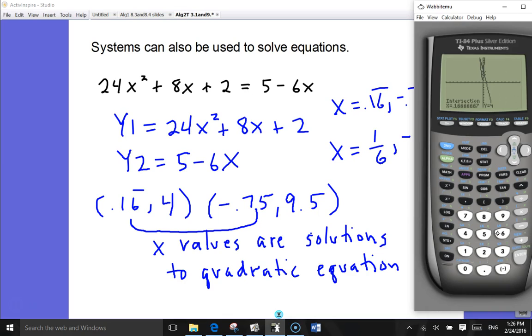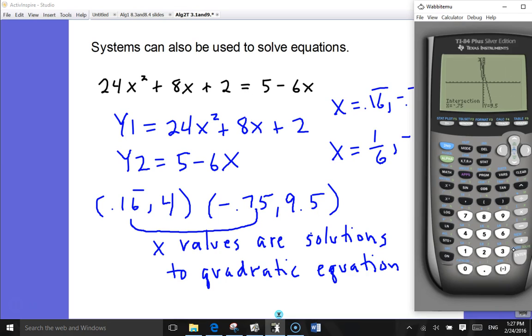Okay, now if I want to find the one to the left of the y-axis, then I need to move the cursor when I go through this. Second trace, 5. And then let me go left arrow to get it closer to that. Okay, that's good. Enter, enter, enter. And that's the second point right here.